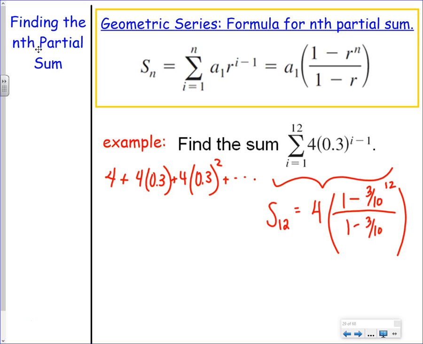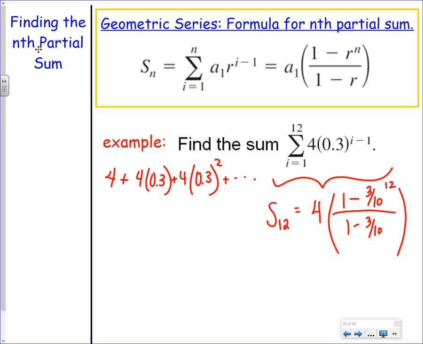And the only reason I was able to do that perfectly was because it all matched up. So even though this one did perfectly match up and I was able to pull out the information, I could have also just looked at my series and said, oh, who's the first term? 4. That's a sub 1. Who's my common ratio? What am I multiplying by every time? 0.3. And then what was I plugging in for n? 12.